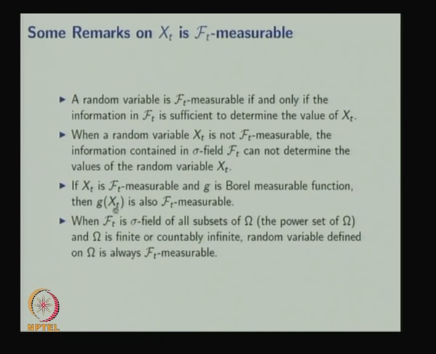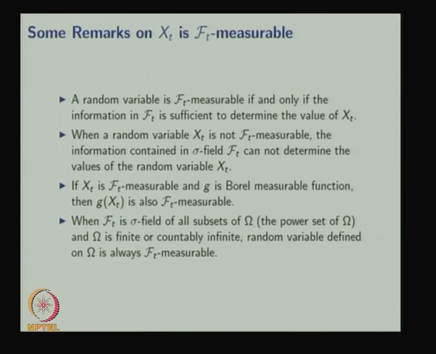Obviously, g of Xt is also a random variable. Since Xt is Ft measurable, then g of Xt is also Ft measurable. The fourth remark: we are not giving the proof for these remarks. The fourth one: when Ft is a sigma field of all subsets of omega, that is the power set of omega, and omega is finite or countably infinite, then the random variable defined on omega is always Ft measurable.